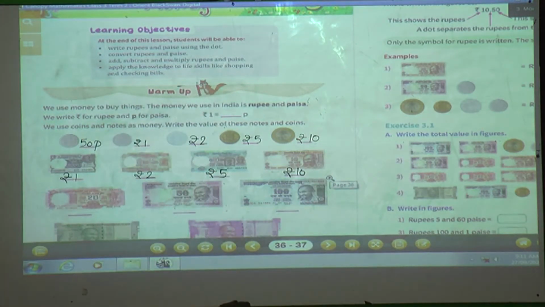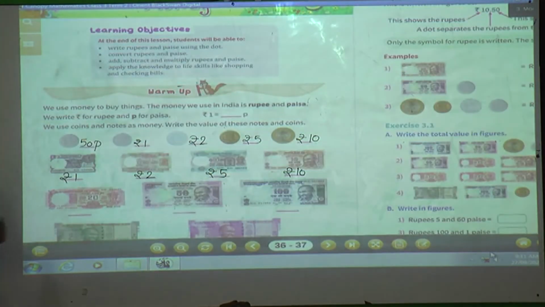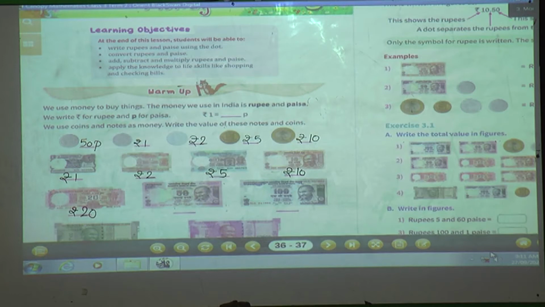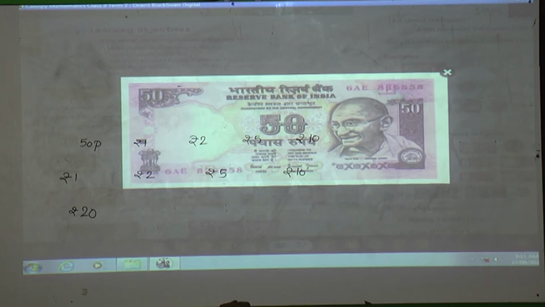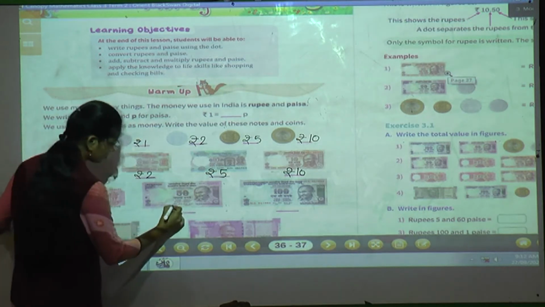Next, see here. This is the note of 20 rupees. So how will you write here? Rupees 20. Okay. Next, see this note. This is the note of 50 rupees, correct. Here you can see the number 50, and here in the Hindi language it is written 50 rupees. So here we will write rupees 50.